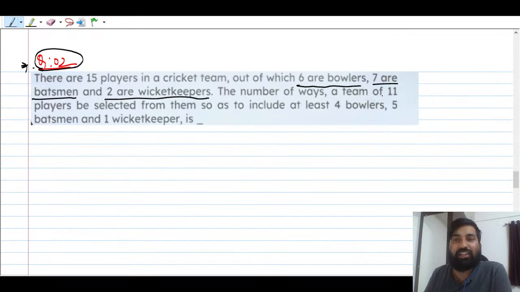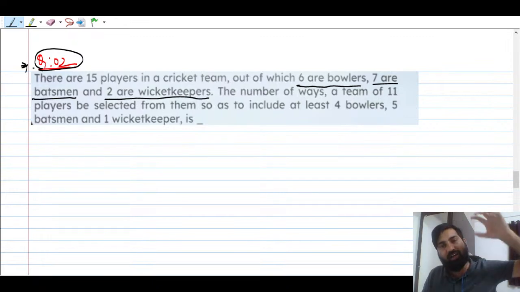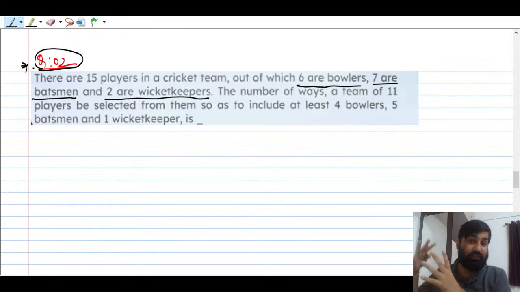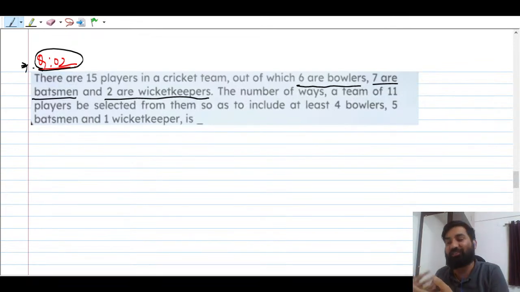The number of ways a team of 11 players can be selected from them, right? So guys, remember these questions have already been asked in some of the IITs, JEE Mains entrance. So these are not simple questions, but we are able to solve them simply because we know how to count. There are 15 players in a cricket team, out of which 5 are bowlers, 7 are batsmen, and 2 are wicket keepers. Now the number of ways a team of 11 players can be selected from them so as to include at least 4 bowlers, 5 batsmen and 1 wicket keeper.